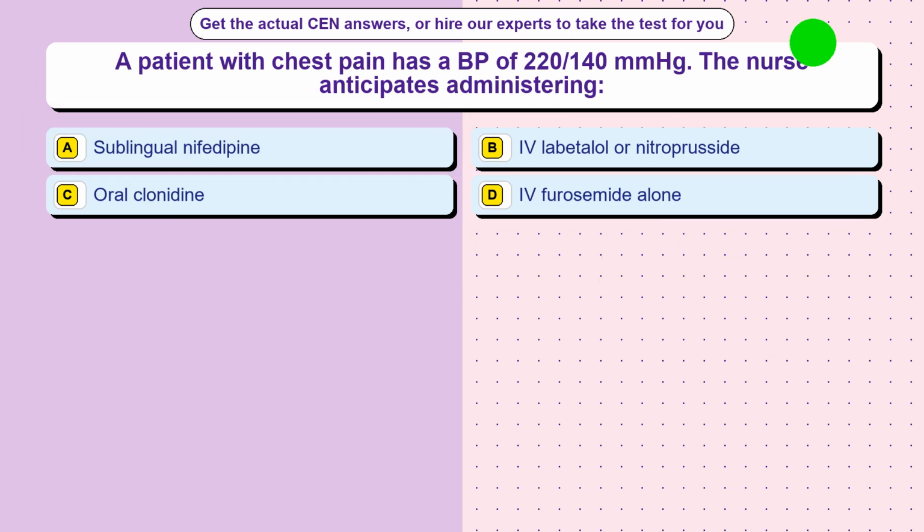Question 15. A patient with chest pain has a BP of 220/140 mmHg. The nurse anticipates administering Option A, sublingual nifedipine, Option B, IV labetalol or nitroprusside, Option C, oral clonidine, Option D, IV furosemide alone.